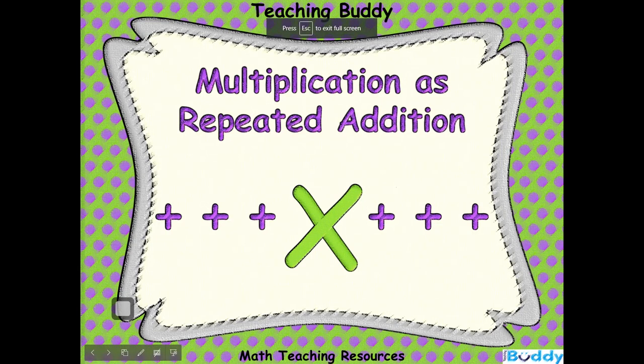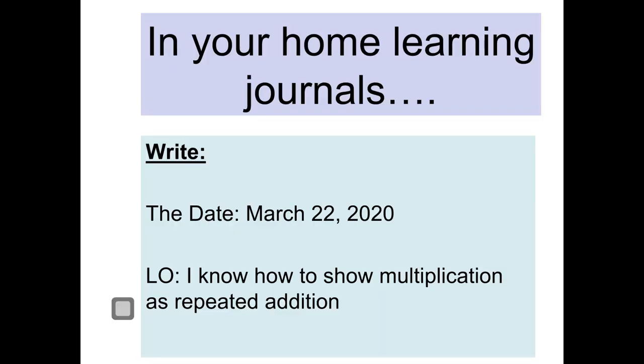So we're going to take a look at this. Come on, Mr. Slideshow. Perfect. So we're going to take a look at our first strategy for multiplying. We'll do division later on. So for multiplying, we use repeated addition. That means adding the same number over and over again. We repeat the same number. So let's take a look.